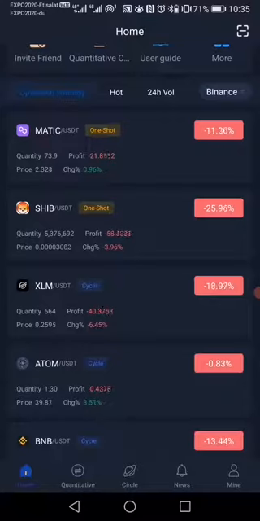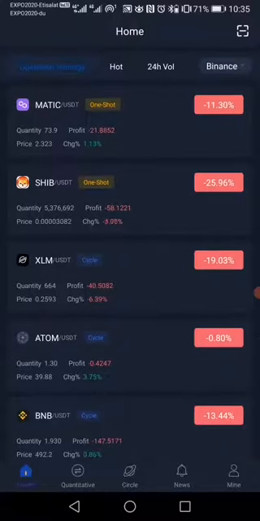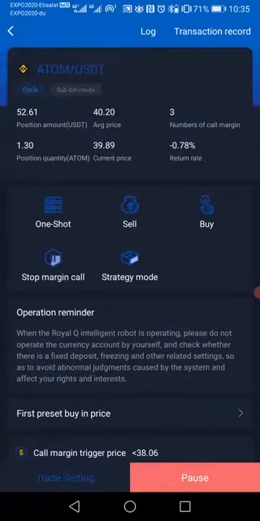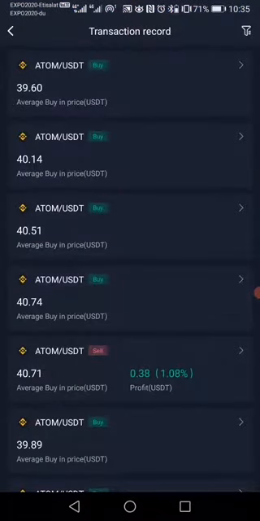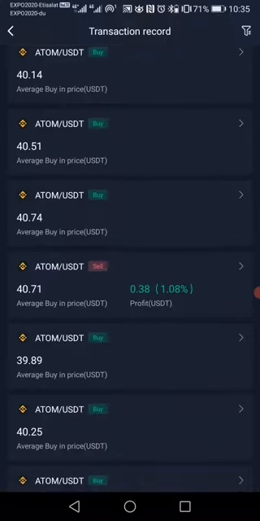Today I will be showing you how to read your trades from Royal Q transaction records. I'll be using Atom to demonstrate today. You click on Atom, or you take any coin that you want to view the transaction record. You go to the top right, you see transaction record, you click on it, then it takes you to the transaction history. Then I'll be pointing out a few things here which you might not be familiar with.